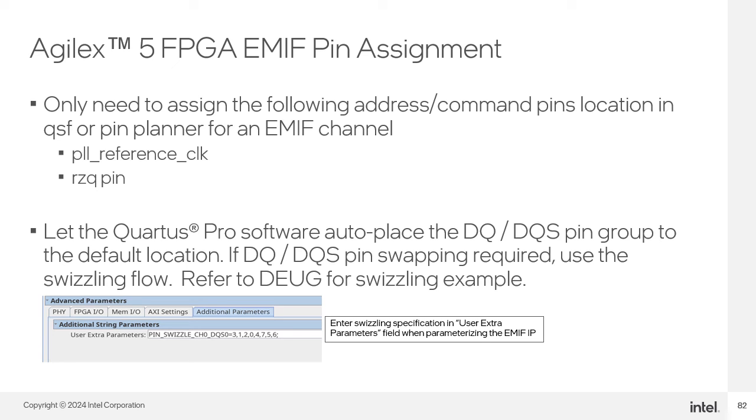For DQ and DQS pins, do not assign any pin location assignment. Let the Quartus Pro software place the DQ and DQS pins in their default locations. If DQ, DQS pin swapping is required, use the swizzling flow. In this flow, enter the swizzling specification in the User Extra Parameters field when parameterizing the EMIF IP. Refer to the Design Example User Guide for swizzling examples. This pin assignment method is applicable to both Fabric EMIF and HPS EMIF on the Agilex 5 devices.